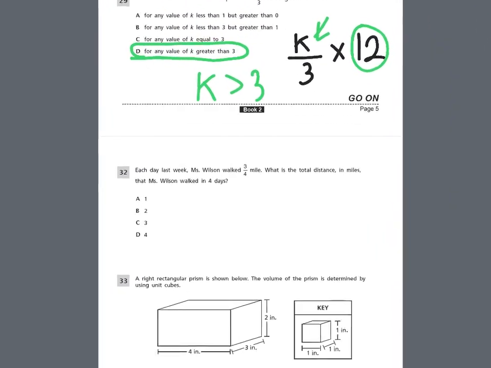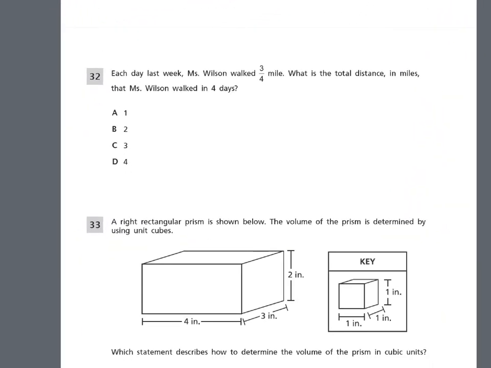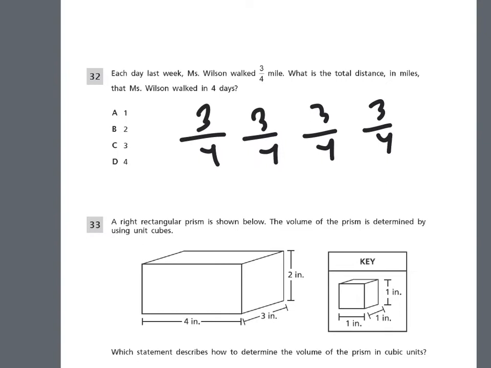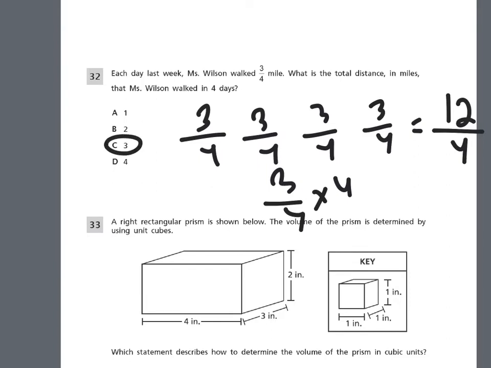Skipping 30 and 31, 32. Each day last week, Miss Wilson walked 3/4 mile. What is the total distance in miles that Miss Wilson walked in 4 days? So it's pretty much 3/4, 3/4, 3/4, 3/4. Or you could just do 3/4 times 4. Either one works. That will give us 12/4, and 12 divided by 4 would be 3. And that would be the letter C.